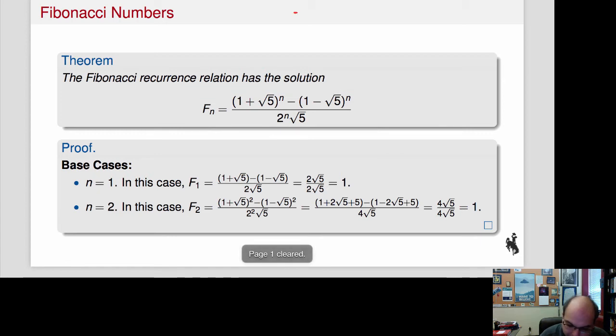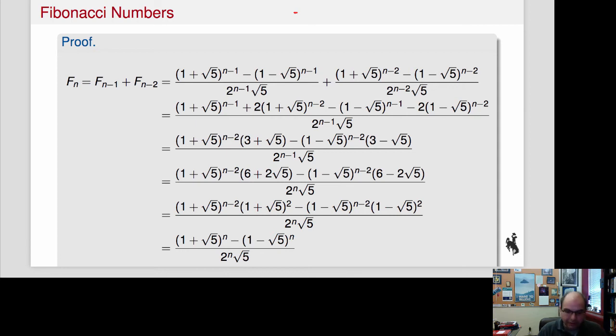Now let's look at the next case. Oh, that looks frightening. But it's just a whole bunch of arithmetic. So f of n minus 1 plus f of n minus 2, this is just a recurrence relation, right?